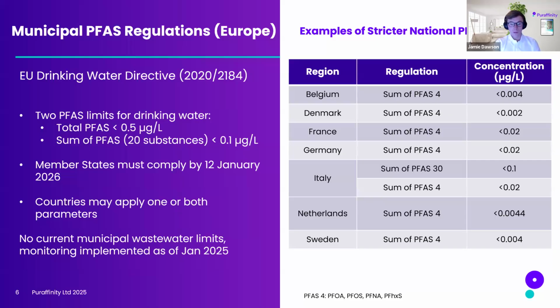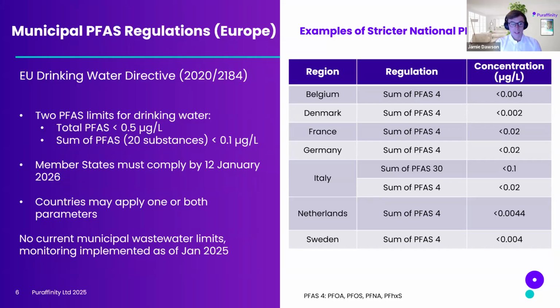As a business, we're heavily involved, particularly in Europe and the US. So I'm going to focus on those regions for regulations. In Europe, we have the EU Drinking Water Directive, which looks at two different limits: total PFAS to less than 0.5 micrograms per litre, or sum of 20 PFAS to less than 0.1. Member states are supposed to comply from January next year, so it's getting pretty soon, and they may decide on either of those limits, depending on what the specific country decides.